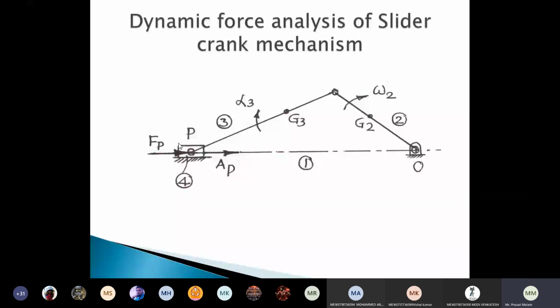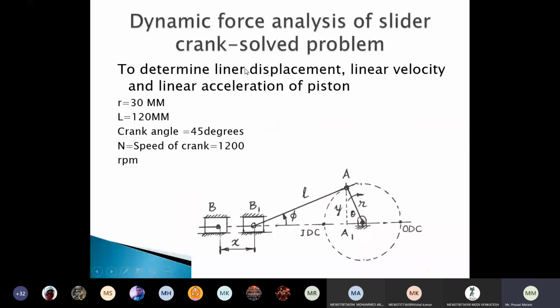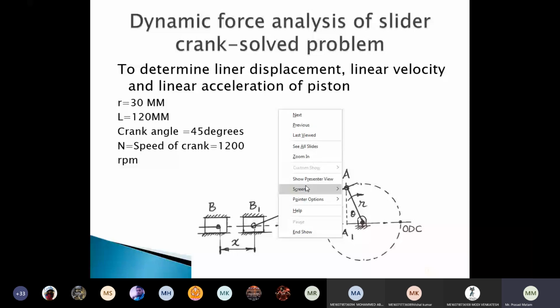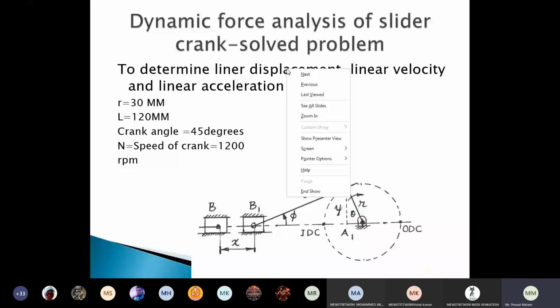Dear students, get ready with the pen and calculator. Now let us solve a problem. After solving the problem, I will show the derivation: how to derive the displacement, how to find the velocity, and how to find the acceleration. So this is the problem to determine the linear displacement, linear velocity, and linear acceleration of the piston. In this dynamic force analysis of slider crank mechanism, you are required to find the linear displacement, linear velocity, and linear acceleration.